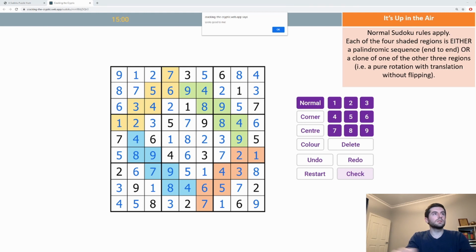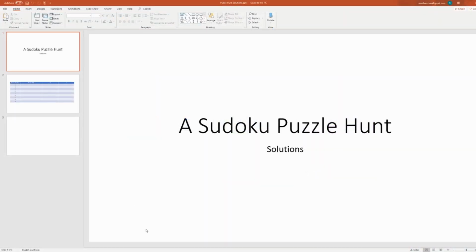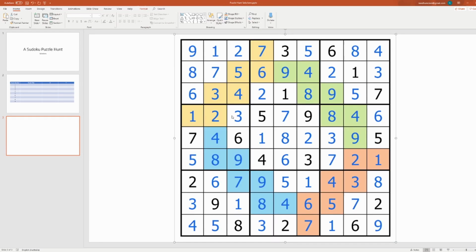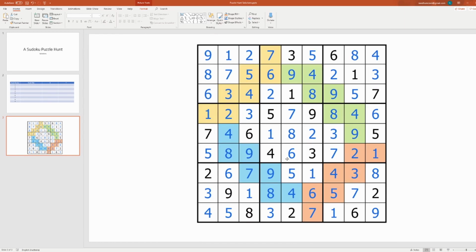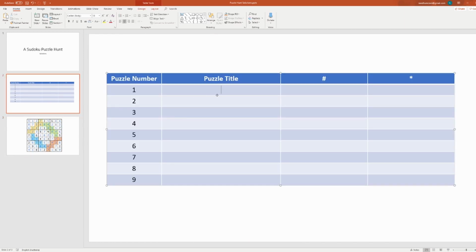Now, I'm just going to use the snipping tool to create a copy of our grid, because we're going to require the digits in this solution to help us solve the next one along. And so we can put these into a PowerPoint presentation. Let's just put the solution grid there, and let's also make sure we put in our puzzle title. It's up in the air.